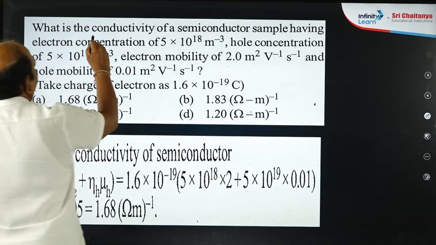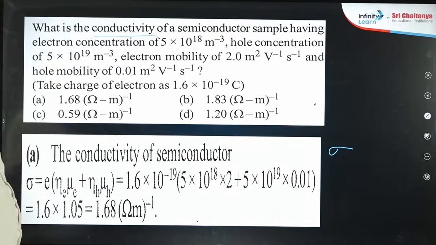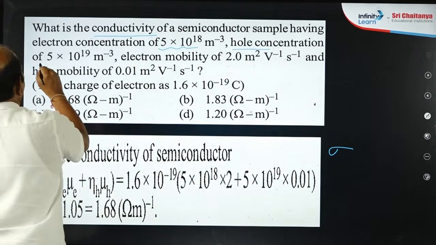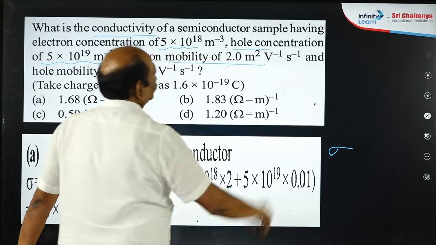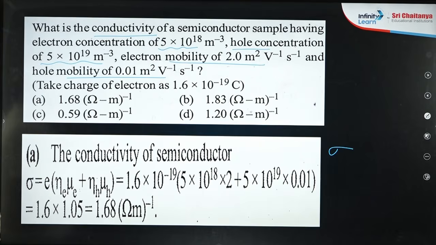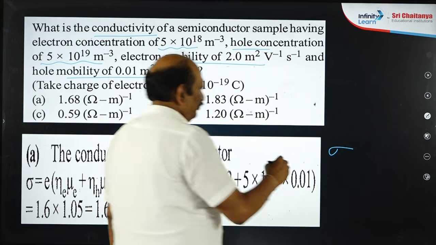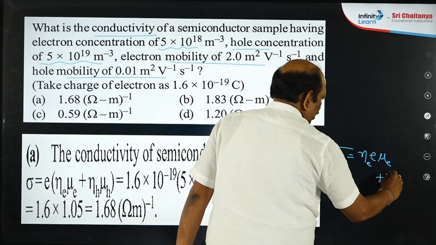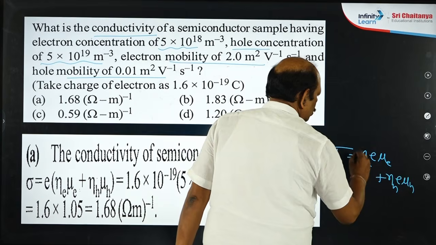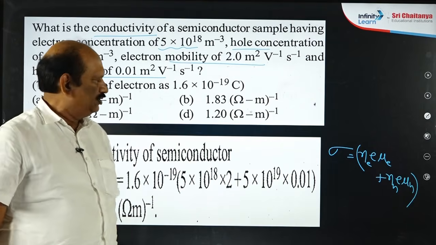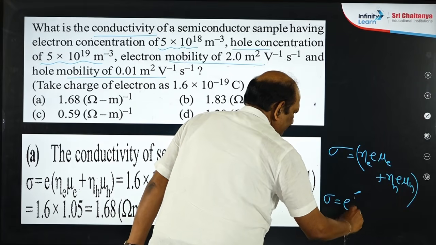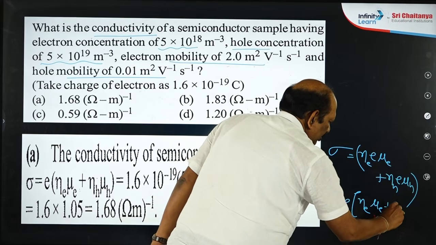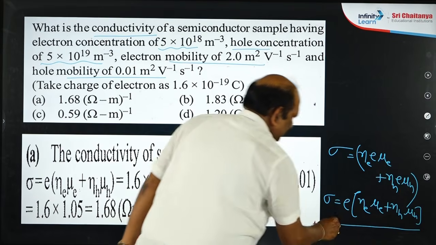Next. What is the conductivity? It is asking the conductivity, sigma, of a semiconductor sample having electron concentration, hole concentration, electron mobility and hole mobility. This is one peculiar model, similar to current electricity. So conductivity in a semiconductor is n e mu for electrons plus n e mu for holes. So in semiconductors, conductivity is due to both electrons and holes. So here sigma is e common, number density of electrons times mobility of electron, plus e common, number density of holes times mobility of holes. This is conductivity.